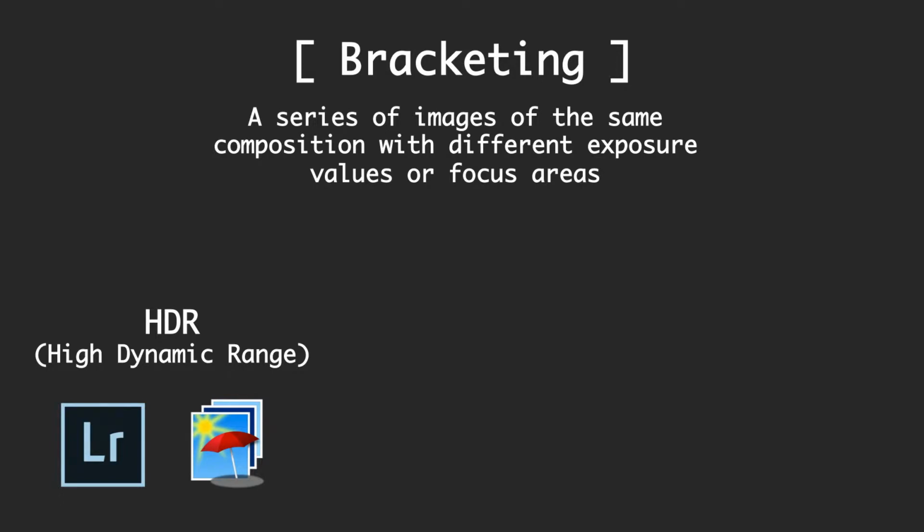Firstly, you can use bracketing to create an HDR image, and HDR just means high dynamic range. What an HDR image does is combine all the different exposure values of that image into one image to create a new photo. There are a range of programs out there that can create HDR images. The latest couple of versions of Lightroom have an HDR function, and there is also Photomatix Pro, which has the logo highlighted there, and that's the one that I use.